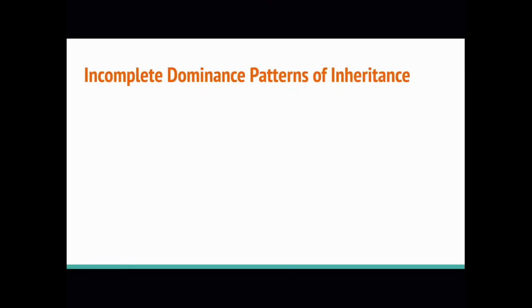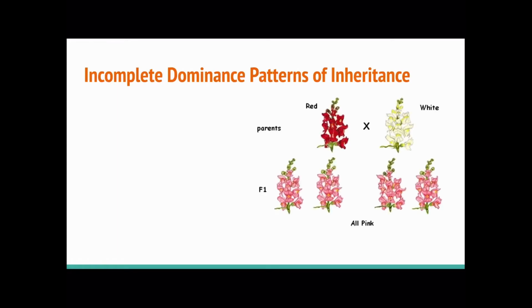Let's take a look at incomplete dominance patterns of inheritance. Incomplete dominant inheritance: when the recessive allele is present, the dominant allele is not fully expressed. Just like the example of the snapdragon in the image, when a white flower is cross-fertilized with a red flower through true breeding, their offspring appear to be 100% pink colored.